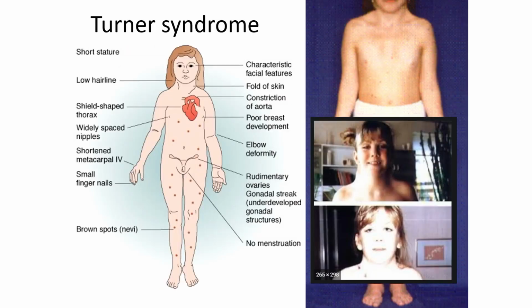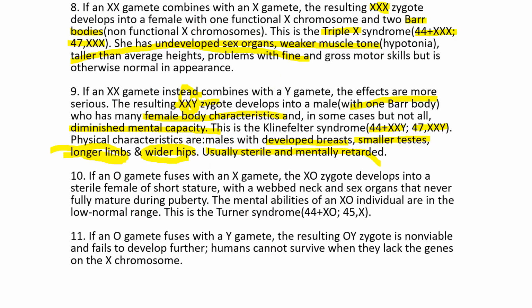Okay, this is Turner syndrome. Now if an O gamete, meaning a gamete that lacks either the X or Y chromosome, fuses with an X gamete, what happens? The XO zygote develops into a sterile female because of the presence of the X chromosome. The female will exhibit short stature, maksudnya pendek lah, dia tinggi.